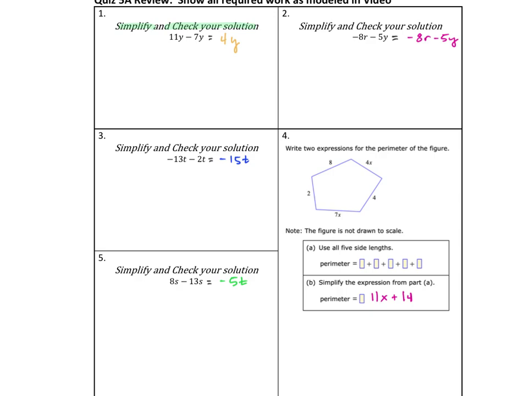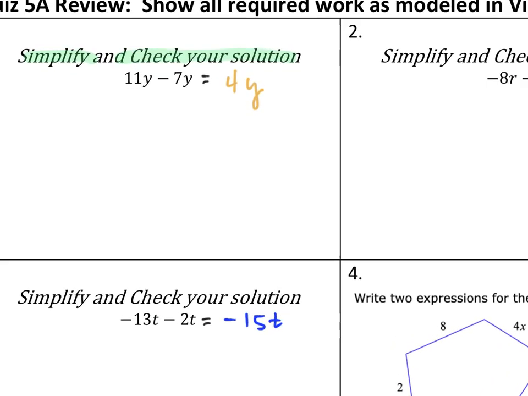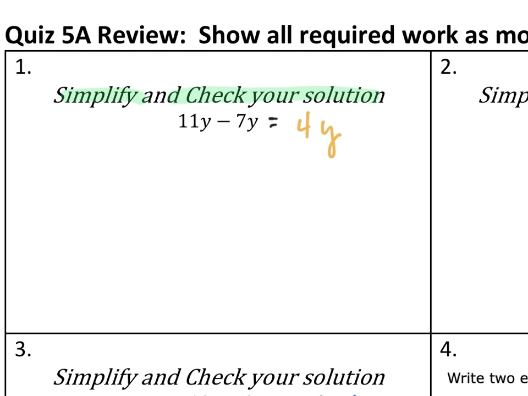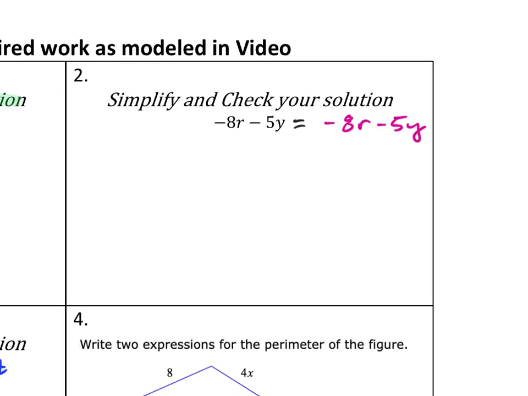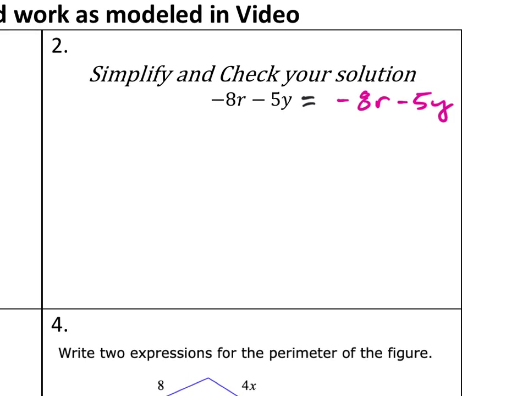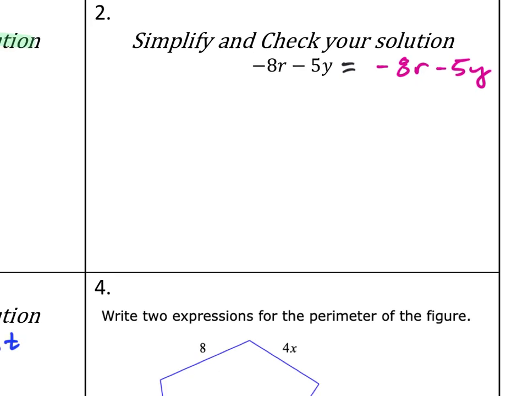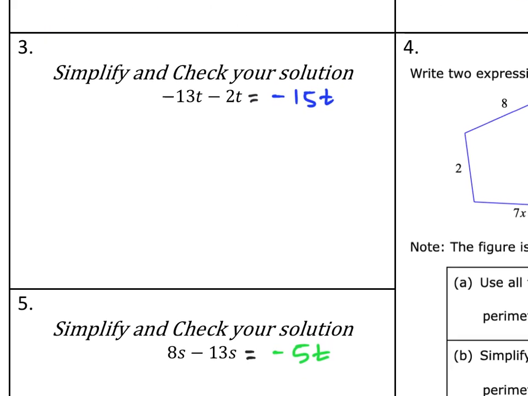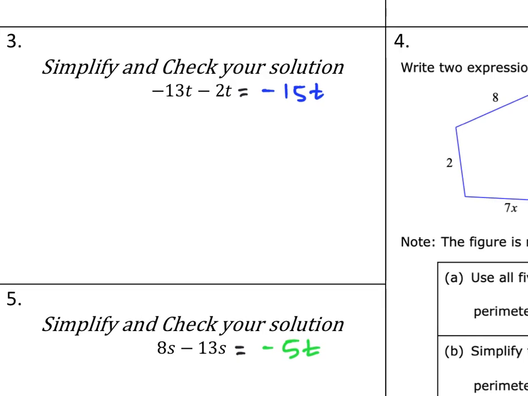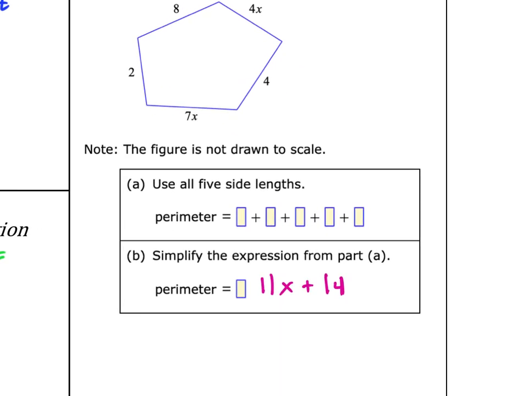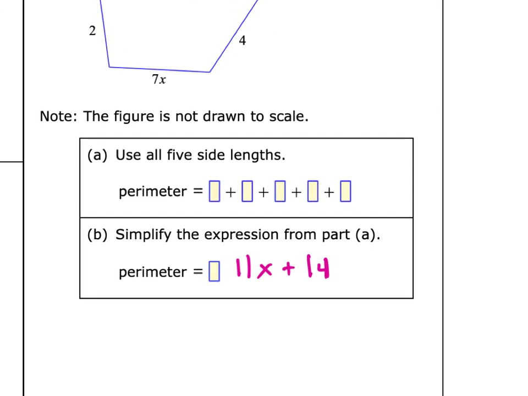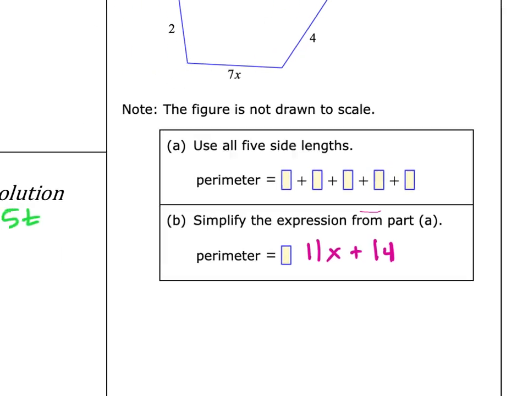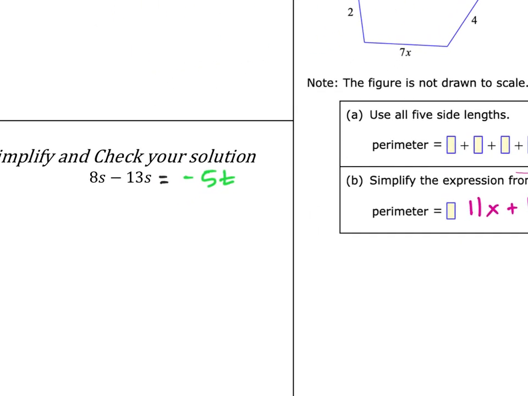Okay, here you go. So this first one should have been positive 4y. The second one, those are lions and puppies. Don't put them together. Stays negative 8r minus 5y. That's as simple as it's going to get. The next one, negative 15t. Number 4, the perimeter would be 11x plus 14 when you simplify it. And the fifth one would be not negative 5t, that would have been a mistake, but negative 5s.